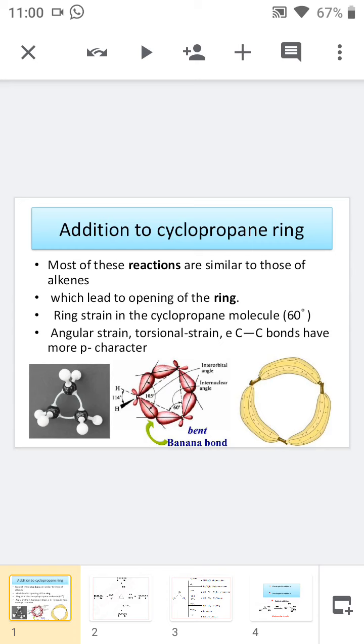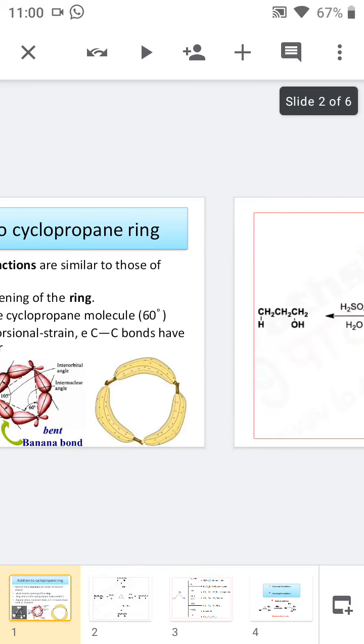So in order to form the C-C bond in cyclopropane, the orbitals must come close to each other. The bond is shaped similar to a banana, so it is known as a banana bond. Due to this strain, the C-C bond has more p character. That's why the ring is a highly strained system, and we can easily break the C-C sigma bond in cyclopropane.